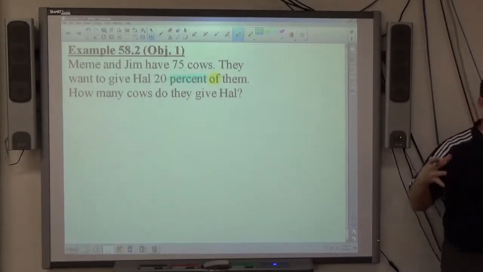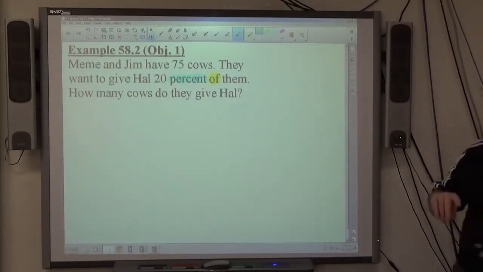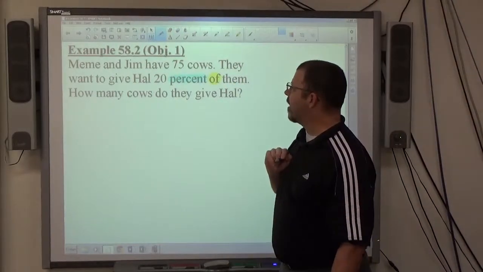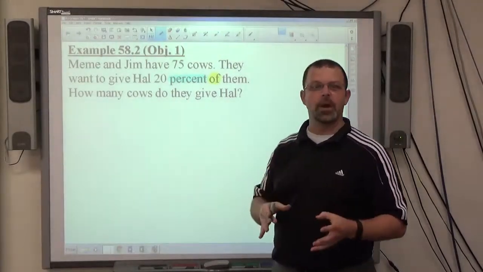Okay, so again, I want you to group percent problems into 2 types of problems. One of those types of problems is part whole, and they work pretty much the same way every time. So, Mimi and Jim have 75 cows to start off with. They're giving away 20% of their cows. So they're going to keep some and give some away, right?